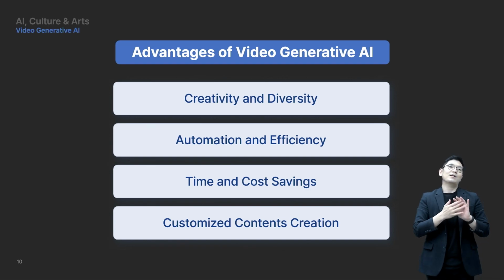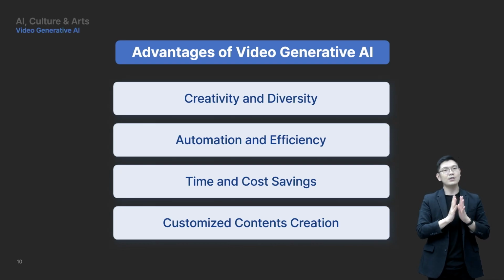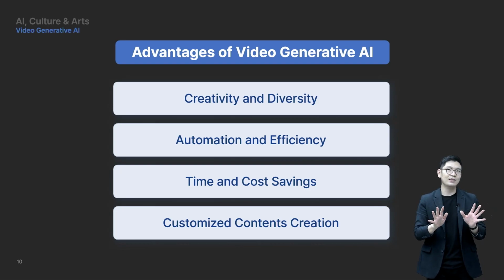So what are the benefits of video generative AI? We could summarize them in 4 areas. The first one is creativity and diversity of video production. It is also automated and efficient because it creates a video from prompt input. And it doesn't require specialized talent, which saves time and money. It can also customize the content creation.